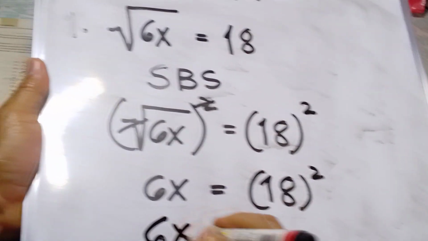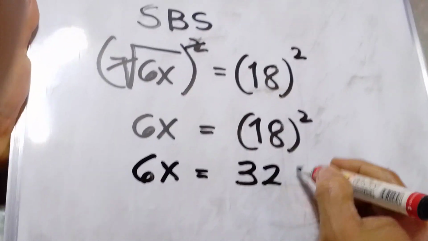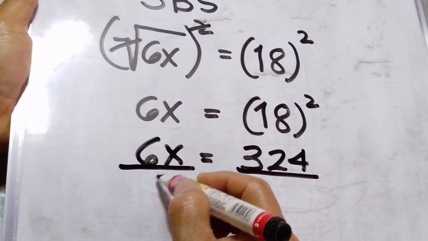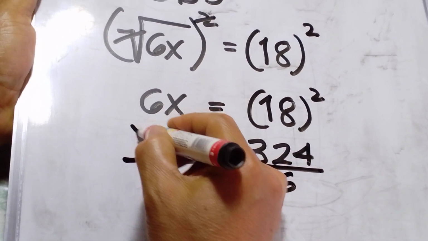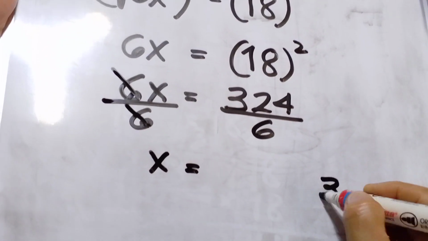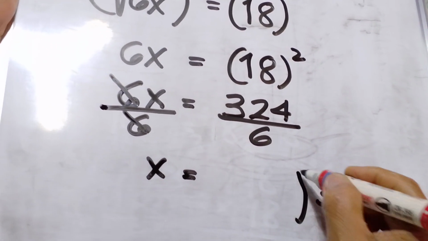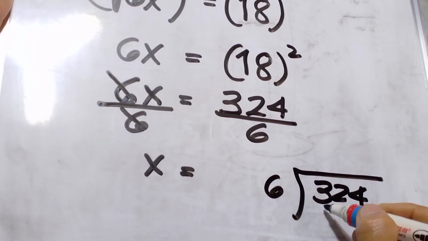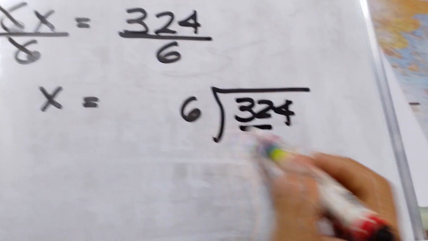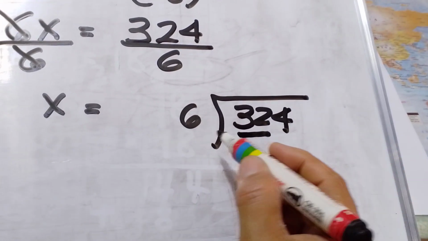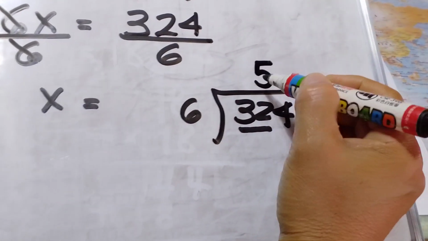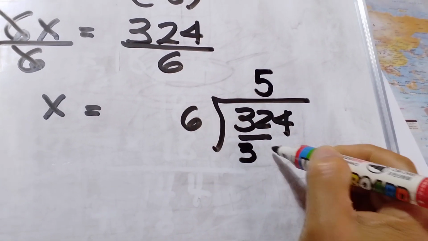So 6x equals 324. Now to solve the value of x, I have to divide both sides by 6. So 6 will be crossed out. So x. What is 324 divided by 6? Okay, I will use 32. How many 6 are there in 32? I have to estimate. So this will be 5, because 5 times 6 is equal to 30.